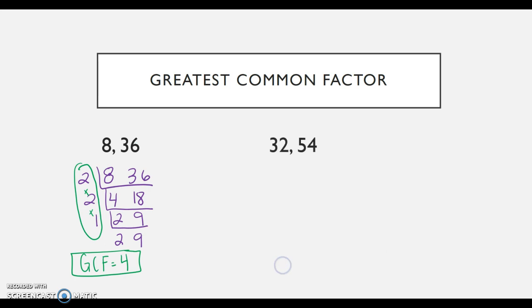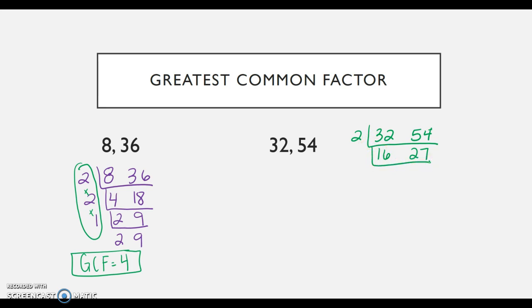Let's try another one. We've got 32 and 54, so a little bit bigger numbers. I'll write this to the side. And again, my numbers are even, so I like to start with dividing by 2. So 32 divided by 2 is 16. And then 54 divided by 2 is 27. So we're going to continue this process.